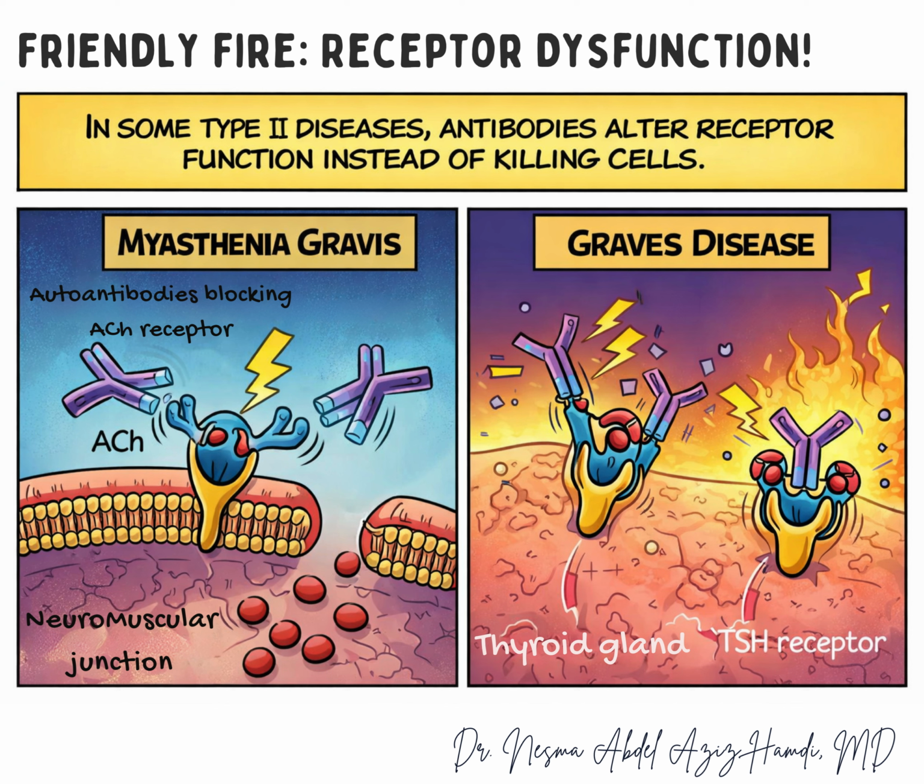Conversely, in Graves' disease, antibodies stimulate receptors, specifically the TSH receptor on thyroid cells, leading to overproduction of thyroid hormones. In both cases, the antibodies don't necessarily kill the cells but rather alter their normal physiological function, highlighting the diverse pathological outcomes of type 2 reactions.